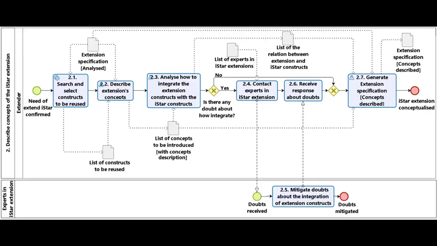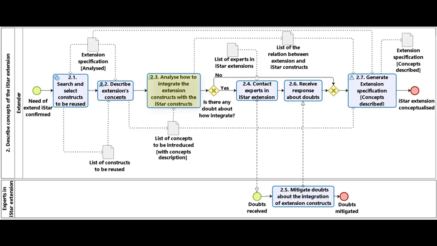This subprocess starts when the need for extending iStar is confirmed. Initially, there is a search and selection of the constructs to be reused. The repository of iStar extensions can be used during the search. Then, the concepts of extensions are described, and it is analyzed how to integrate the constructs with the iStar constructs.